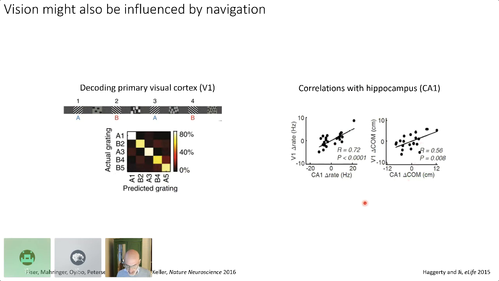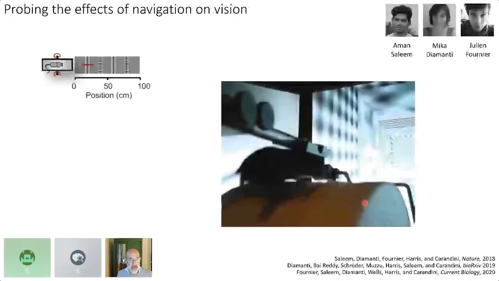So to study these phenomena, my collaborators, Aman Salim, Mika Diamanti, and Julien Fournier. Julien is very well known to Laura. I think they're in the same building. So Aman has a lab at UCL, Mika is a postdoc at Princeton, and Julien is in Paris.